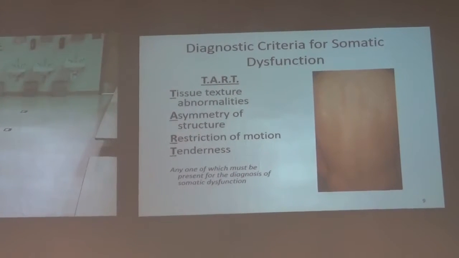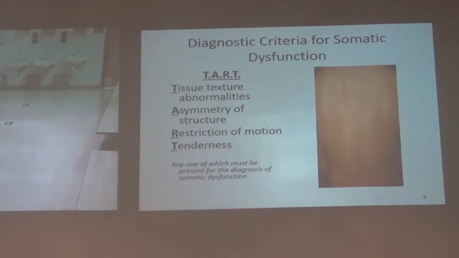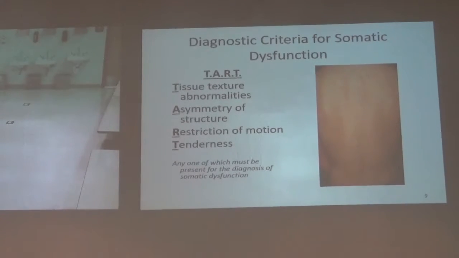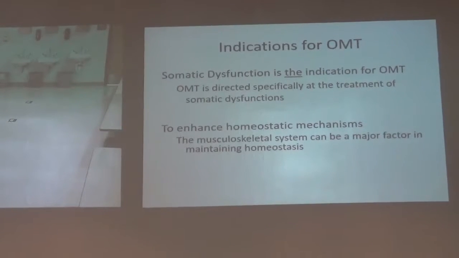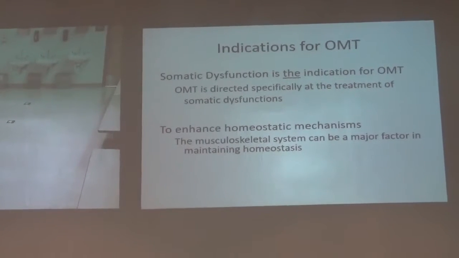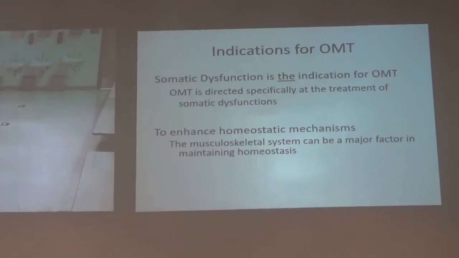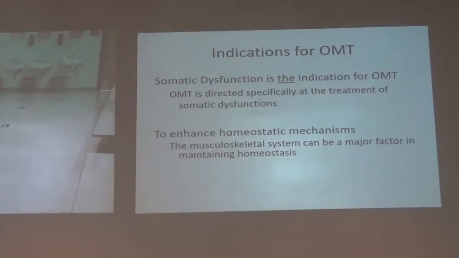So any of these being present is kind of our physical exam manifestation of saying, we did a physical exam, somatic dysfunction is present because I found one or more of these elements, right? So then in terms of our indication for doing OMT, somatic dysfunction. So if you diagnose somatic dysfunction based off of any of those TARD findings, then you now have the indication for doing OMT.